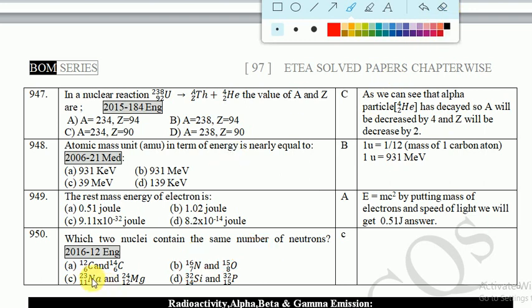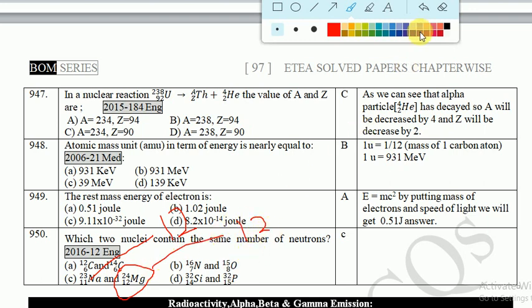Next is option C, 23 minus 11. From 23 minus 11 we will get 12. 23 minus 10 is equal to 13, minus 1 is 12. So in this case the number of neutrons is 12. In the other case, 24 minus 12, the number of neutrons is also 12. So option C is correct.